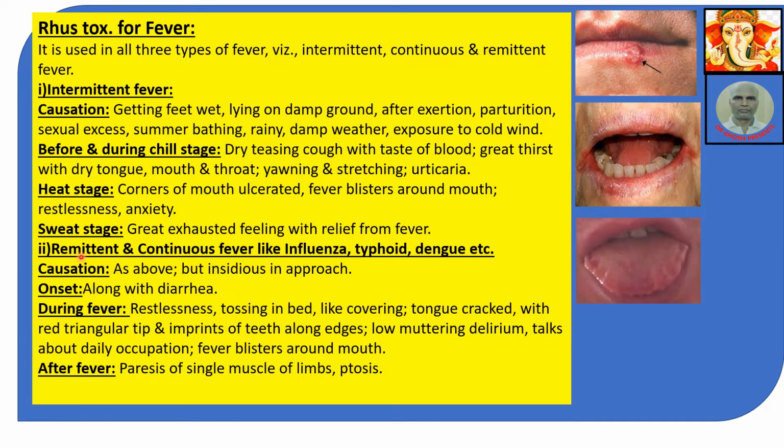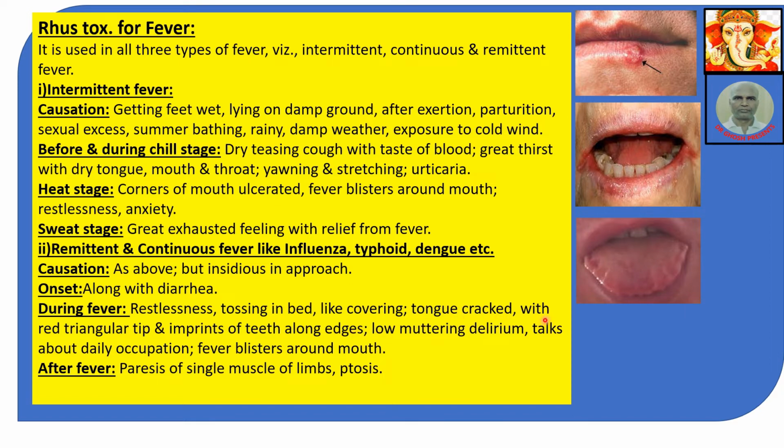Now remittent and continuous fever like influenza, typhoid, dengue. Causation as above, but insidious in approach. That is, approach is very gradual, not abrupt. Onset along with diarrhea. During fever, restlessness, tossing in bed, likes covering. That is, the patient wants his body to be covered.